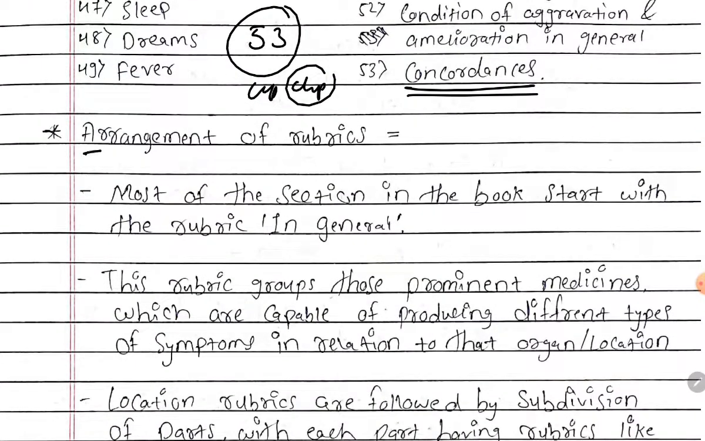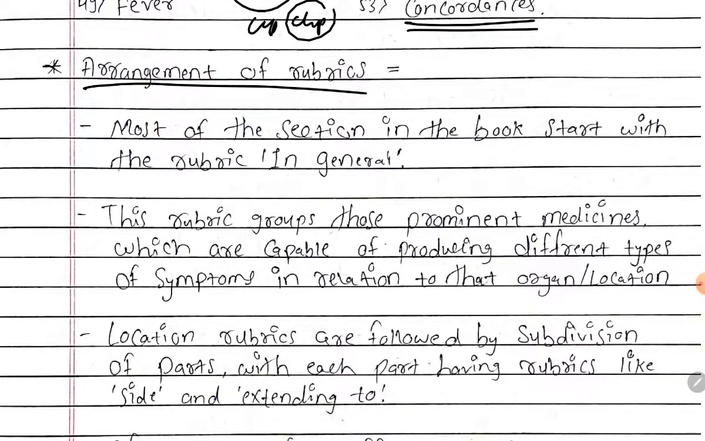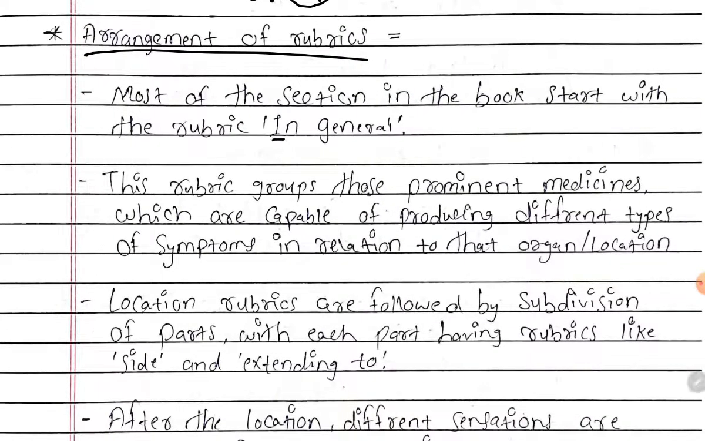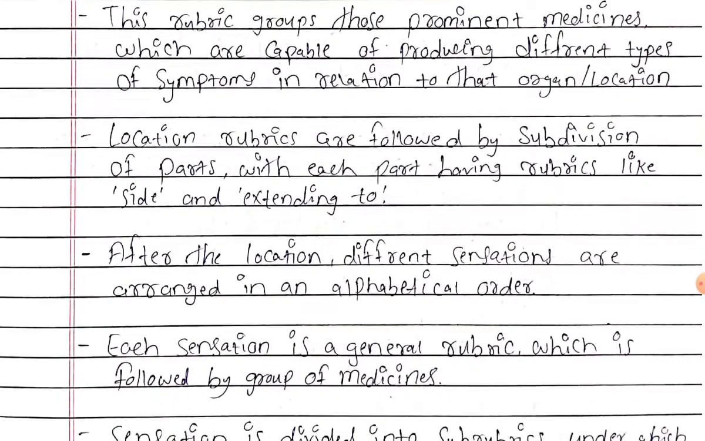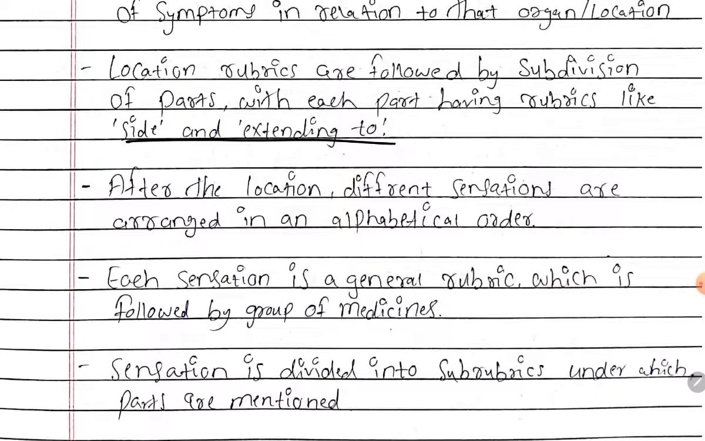Now let us look into the arrangement of rubrics. Most of the section is in the book, and the book starts with the rubric in general. In general, this rubric groups those prominent medicines which are capable of producing different types of symptoms in relation to that organ location. Location rubrics are followed by subdivision of parts, with each part having rubric like side and extending to. After the location, different sensations are arranged in an alphabetical order.